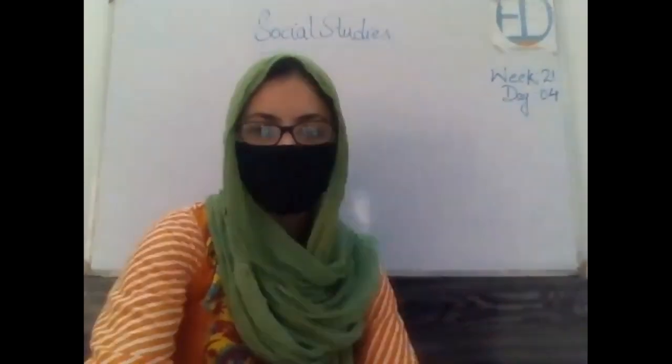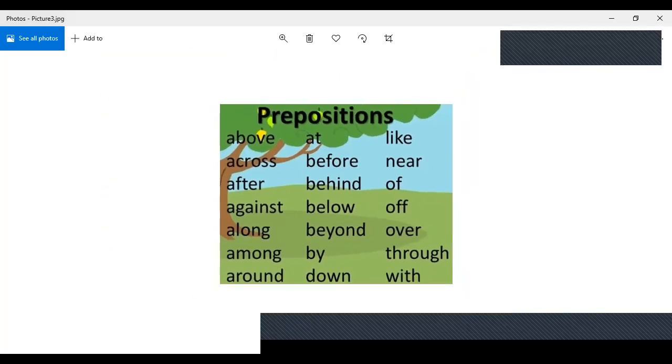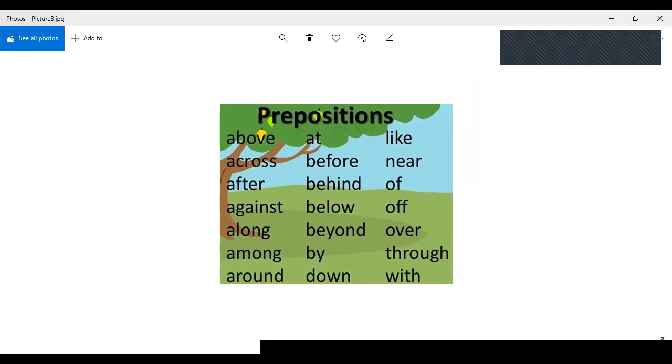Here we have some of the prepositions that are basically used in daily life, or that are used most of the time. Let's look at those prepositions. I'm going to share the screen again. So these are some prepositions that we use in daily life, like above, across, after, against, along, among, around, right? These are all the prepositions that we use in our daily life over and over again.